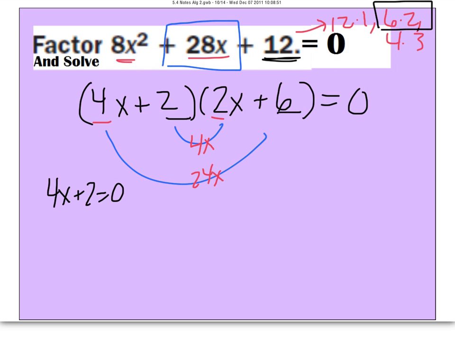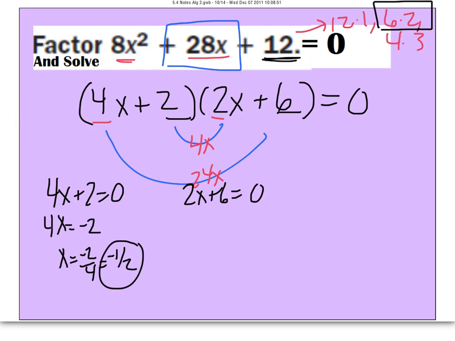So let's set those two equal to 0 and solve. Here I'll get 4x equals negative 2. I'm going to divide by 4, so x equals negative 2 over 4, and that'll be negative 1/2. Here I'm going to subtract the 6, so x equals negative 6. Divide by 2, negative 6 over 2. So x will be negative 3.